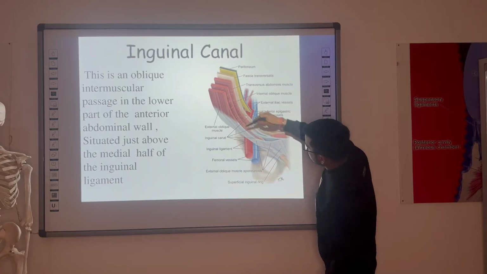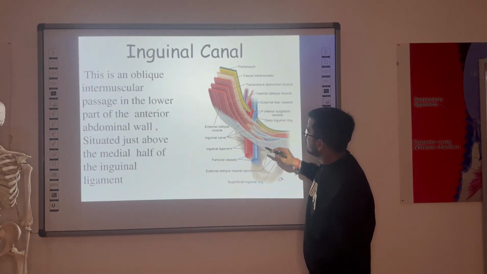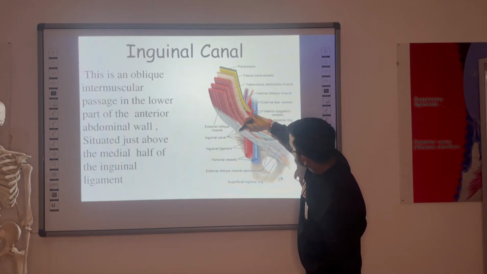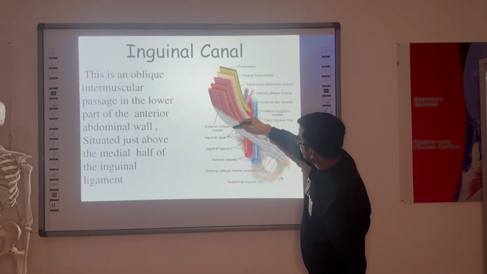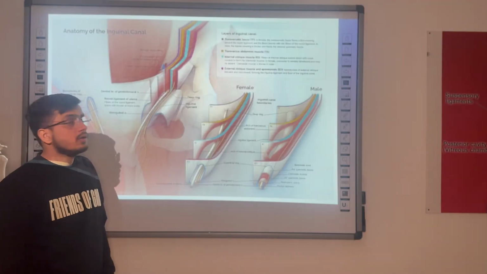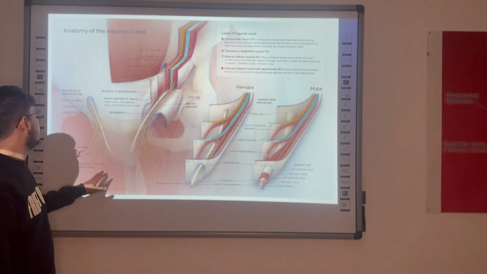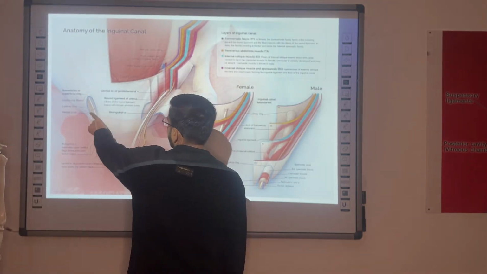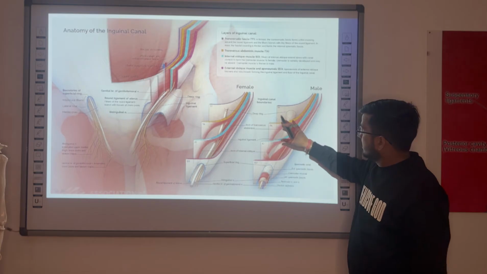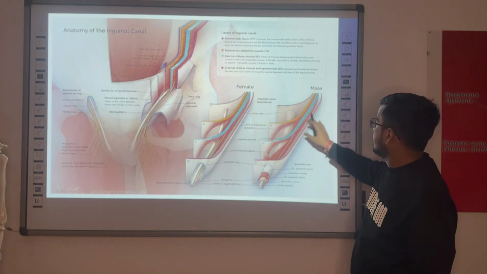You can see this ligament, the inguinal ligament, extending from the anterior superior iliac spine and attaching to the pubic tubercle. So in this diagram we will see the layers of the inguinal canal as well as the boundaries of the superficial inguinal ring, and we will see the deep inguinal ring, and at last we will compare the difference between the female inguinal canal and the male inguinal canal.